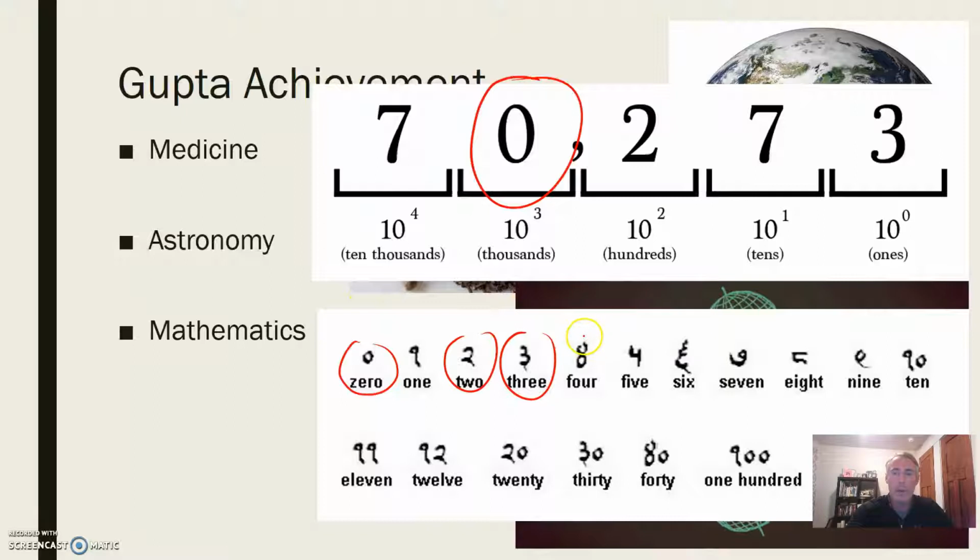2, 3. It gets a little weird at that point. 4, 8, and 6. But notice this when you start getting into your tens. 10, this is a 1 and a 0. 11, 1 and 1. 12, 1 and 2, and so forth. The concepts are the same that we use. They changed up the symbols for some of their numerals, but we use the exact same concept that was developed 1,500 to 2,000 years ago by Indian mathematicians.